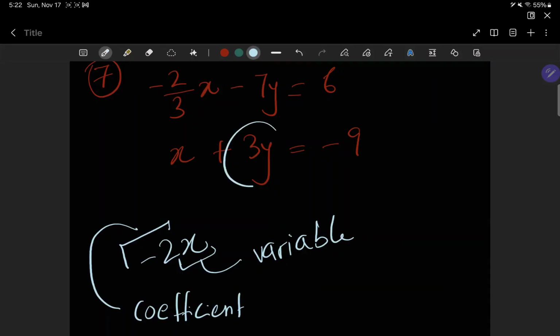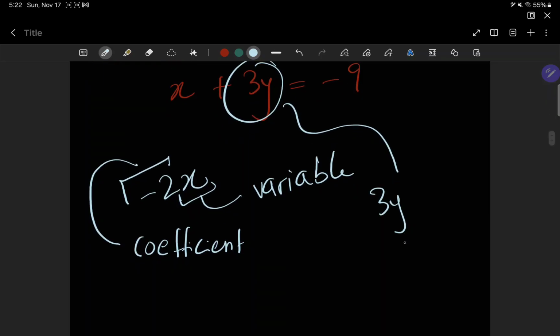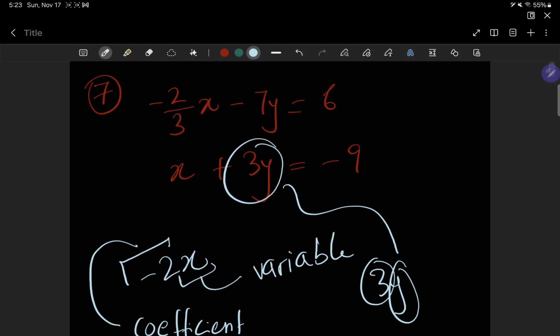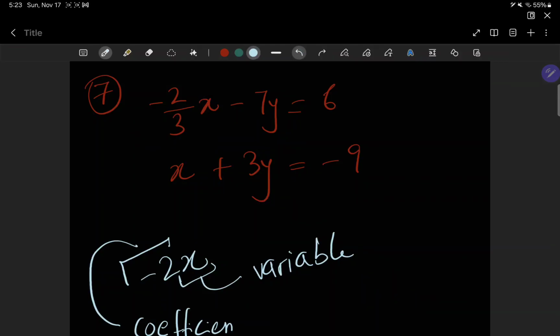If you look at 3y over here, what is the variable? Y is the variable. And 3 is your coefficient. If you look at this one over here, minus 2 by 3 over x, this whole thing, x is your variable and negative 2 over 3 is your coefficient. I'm going to remove all of this.